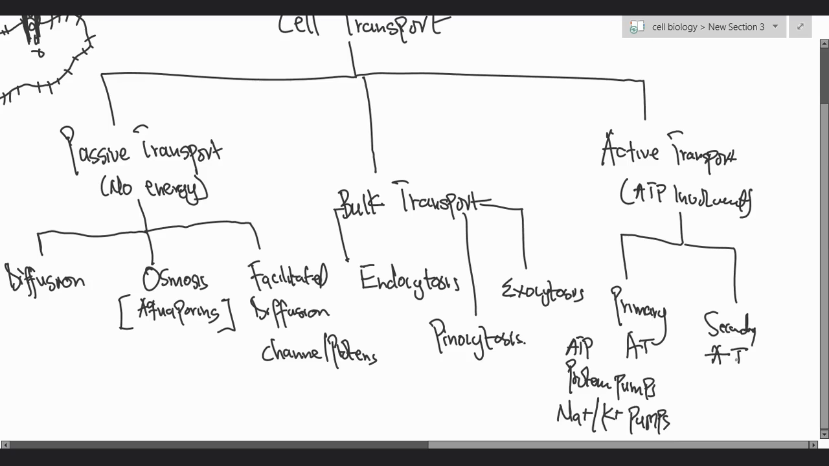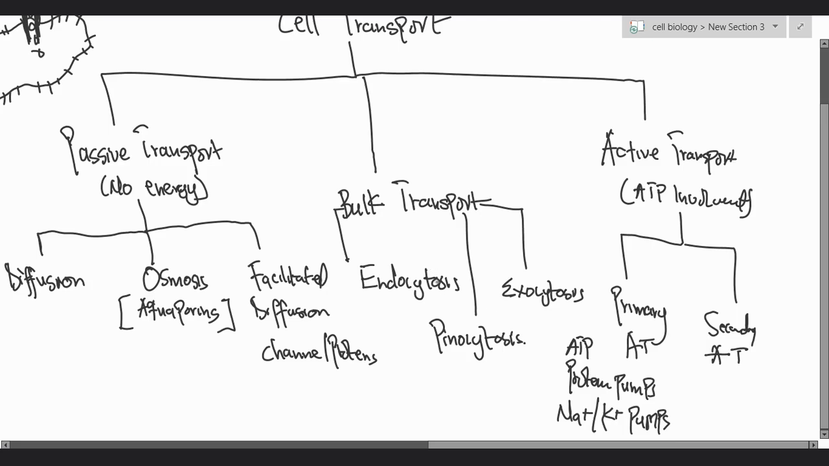Now, what secondary active transport does is that it uses the energy produced by the ATP from the primary active transport to also do its transportation. So that is for the secondary active transport. Now, the goal of cell transport is to move substances in and out of the cell. So all these mechanisms are purposely designed to move substances in and out of the cell.